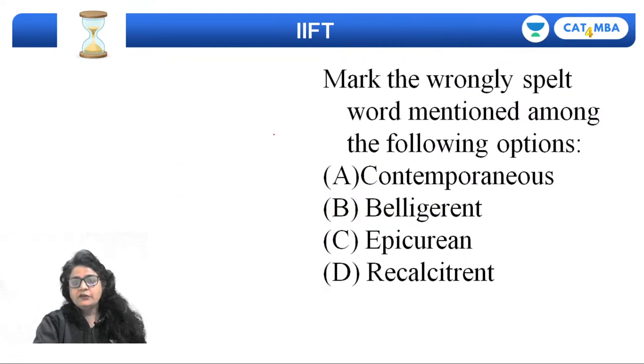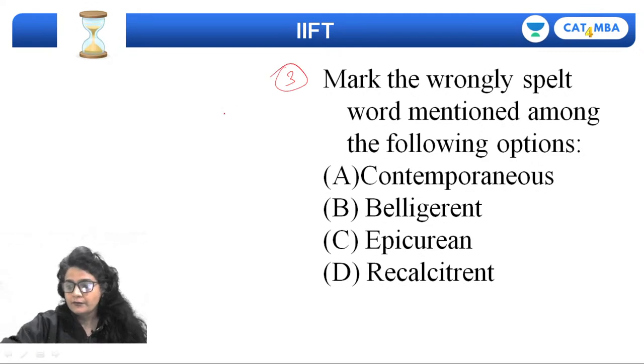Wrongly spelled word mentioned among the following options. Which of these words is wrongly spelled? There were three questions. I picked up only one.